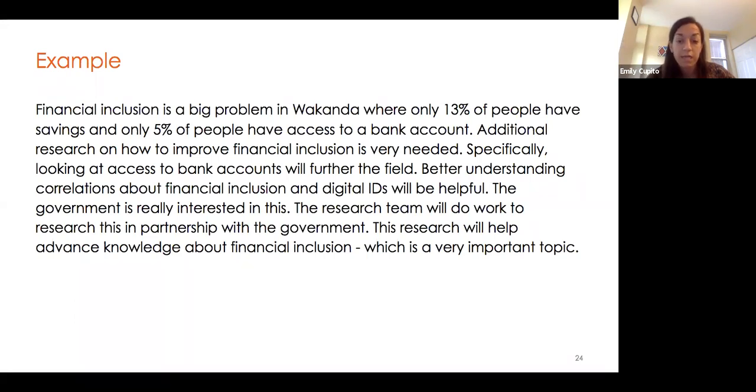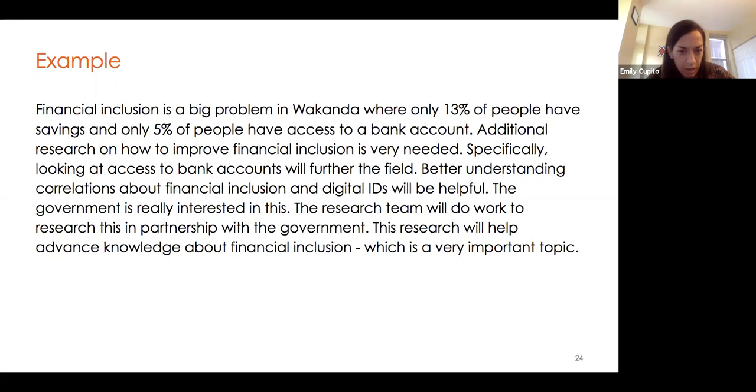Another thing to highlight is that there are many superlatives throughout this paragraph. Financial inclusion is a big problem. We don't need to say the word big there. There's no need to have that word there. Or it's very needed.